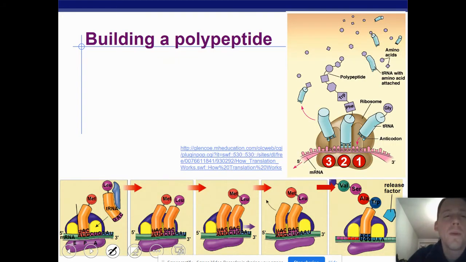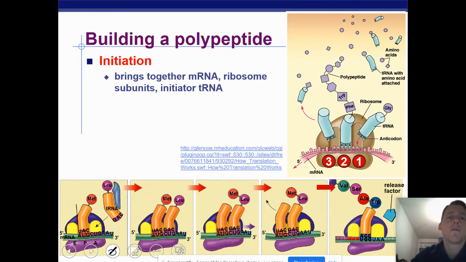So when we build a polypeptide, the very first step, the initiation step, is going to bring together the mRNA, the ribosomes, and the tRNA as well. It's all going to come together. You see that in the picture on the left. So we see the very first tRNA with the ribosome.